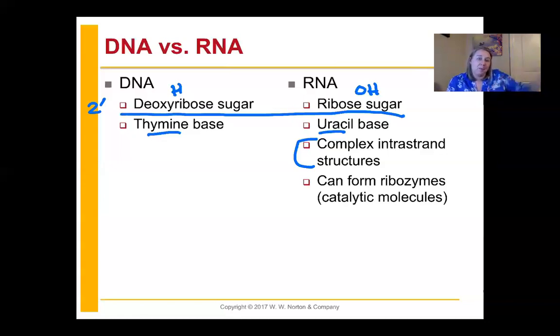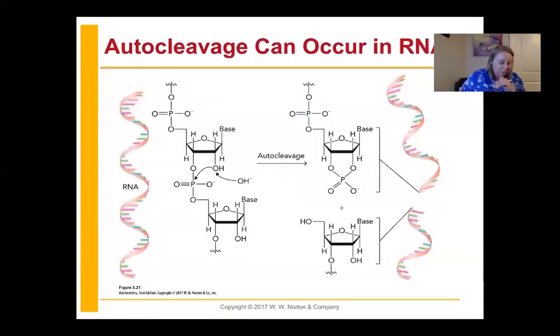DNA basically makes one, that double helix, right? But RNA can make some super interesting three-dimensional structures. And one of those three-dimensional structures turns them into ribozymes, which make them enzymes, which make them catalytic molecules. They can actually cleave things. It's really cool. So why is RNA so much less stable than DNA?